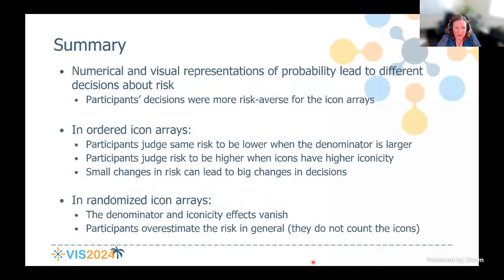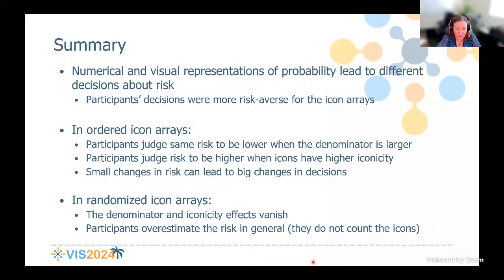So in summary, these 2 experiments showed that numerical and visual representations of probability do lead to different decisions about risk, consistent with the prior studies in this area. The participants' decisions were more risk averse for the icon arrays. We found that when the icon arrays were ordered, the participants judged the same risk to be lower when the denominator is larger. And again, that's consistent with prior research. The participants judged the risk to be higher when the icons have higher iconicity. And we found that very small changes in risk can lead to very big changes in decisions.